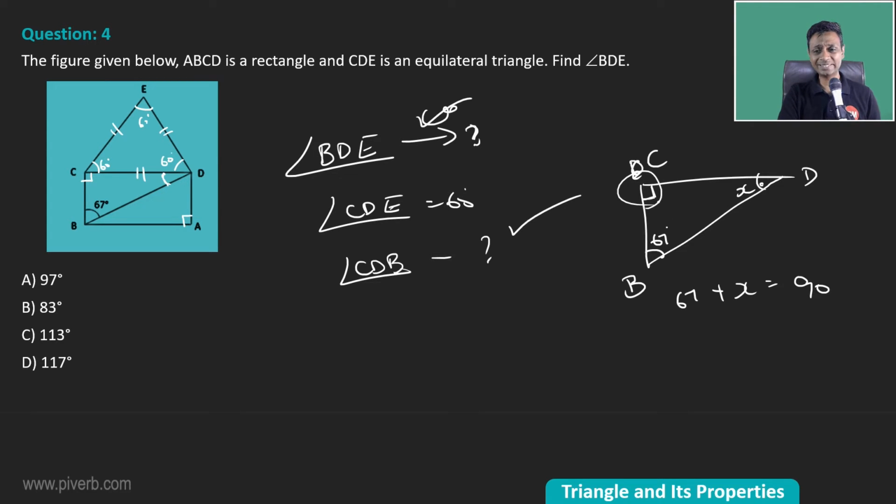Total is 180. This 90 goes away. The other two should add up to 90. The total is 180. This is 90. The other two should add up to 90. Or x is 90 minus 67, which is 23 degrees.